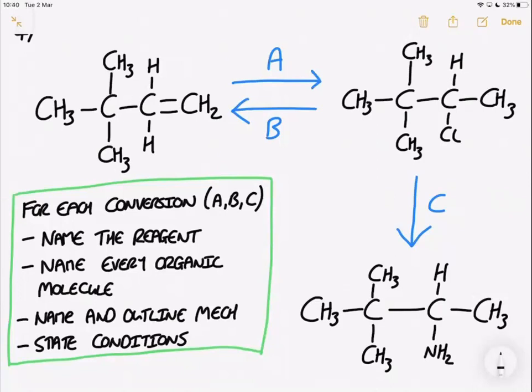What I'm going to suggest you do is copy the flow chart, including the arrows labeled A, B, and C. Those are my labels, to point out process A, process B, and process C. For each of those conversions, have a go at naming the reagents. Have a go at naming every molecule that's involved: the thing on the left, the thing in the top right, and the thing in the bottom right. Then, once you've got up and running with it, see if you can name and outline the mechanism for each of those reactions, and also see if you can state the conditions for each of those reactions.